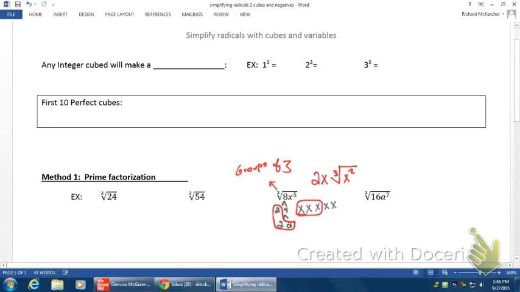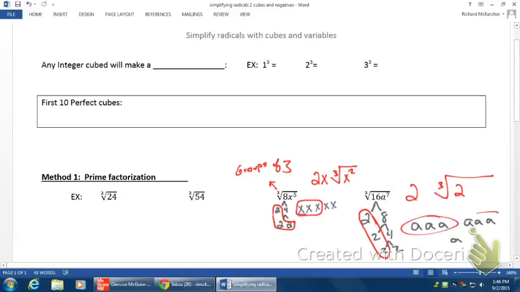Try that again with the 16. You can see I have one group of 2, so there's that 2. And I put the leftover 2 on the inside. Now I deal with the a's. You can see this time I had 2 groups of a's, so I put a squared, and that 1 a right there goes on the inside. That's the idea.